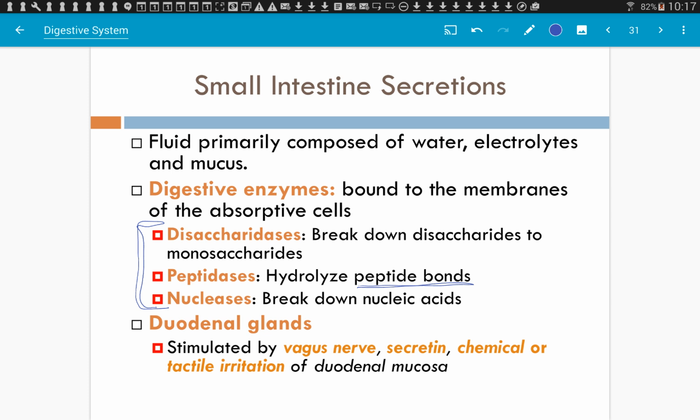Okay, and then the duodenum, we already know that secretin and cholecystokinin are secreted in the duodenum. It's stimulated by the vagus nerve. This is just a review. Chemical, so that's the pH, remember that? Or tactile irritation. So for example, if the mucus layer was thin and it actually irritated it, then those glands would stimulate the secretin and the cholecystokinin.